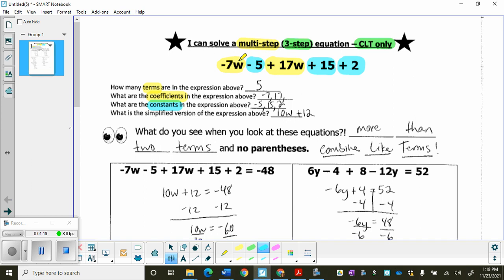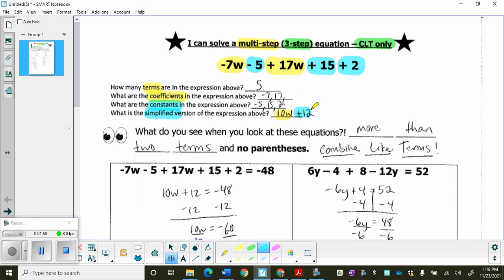Now, the goal of identifying the yellows that go together and the blues that go together is so that we can now combine like terms. And y'all, that's what the CLT stands for at the top of your notes. It stands for combining like terms. So in this situation, if we were going to simplify this, we'd take the -7W and add 17Ws, and that's going to be where I get this 10W. And then if I do -5 plus 15, I'd be at 10. And then if I'm at 10 plus 2, I'm at 12. So this 1, 2, 3, 4, 5 term expression has now been simplified to 10W plus 12.